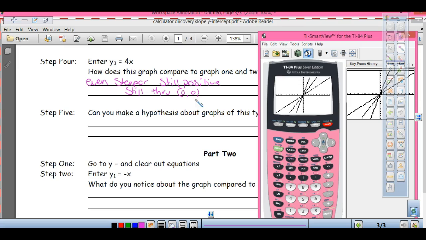So can we say something about these graphs? Well, they're not all the same. They all go through 0, 0, right? They're all positive, but what did we notice? They get steeper with the bigger the number in front of x. What number is usually in front of x? Slope, yeah. So we can say that the bigger the slope, the steeper the line gets.